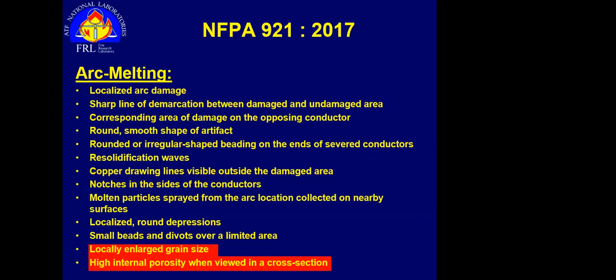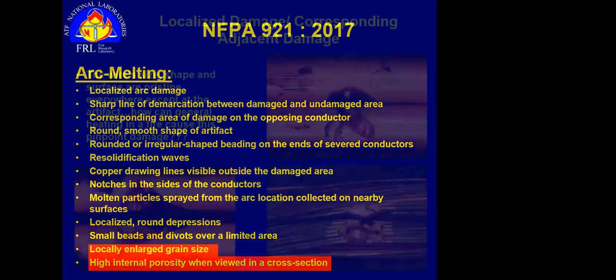So 921, the 2017 edition, and as far as I know, the 2020 edition isn't going to change any of these, lists all these characteristics for arc melting. I'm going to focus on all of them but the last two, because those are ones that can be easily seen on a fire scene by you or myself or anybody else, unless their eyesight's really poor. You can see all these without the aid of specialized equipment, maybe a little magnifying glass. But these last two are something you're probably going to need a metallurgist for. So we're going to go through these one by one and go through some photos.